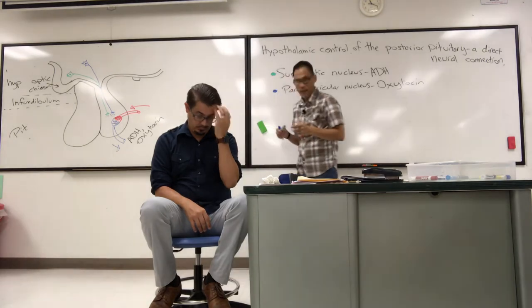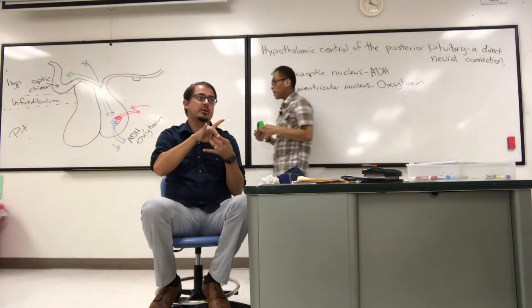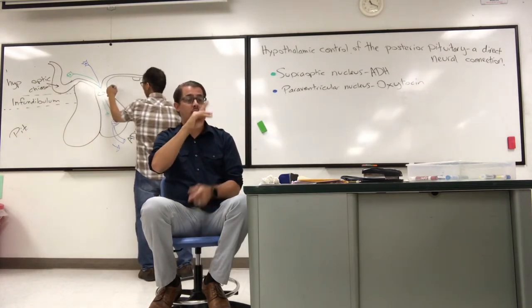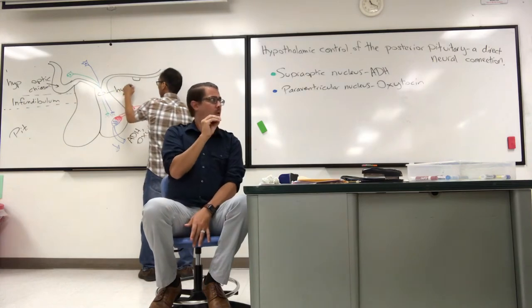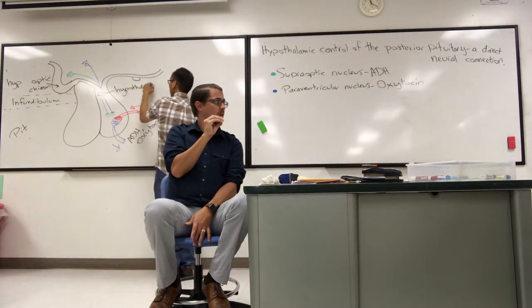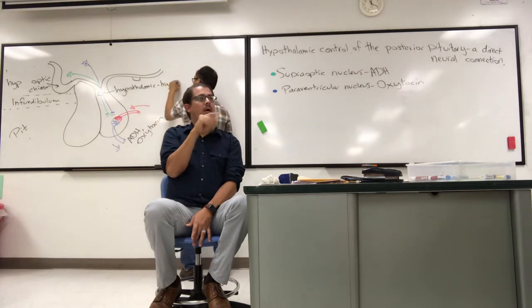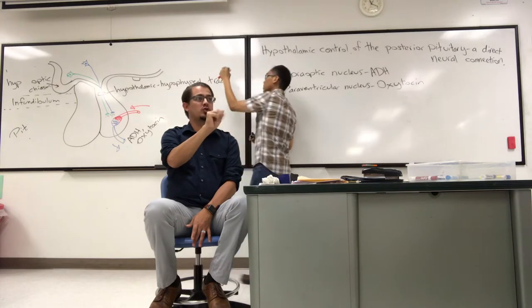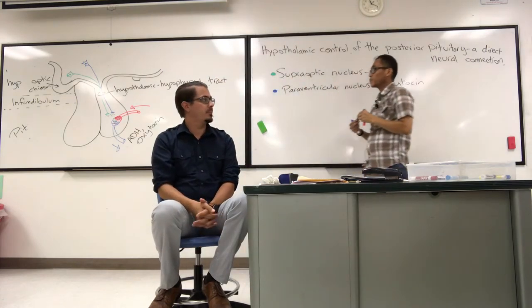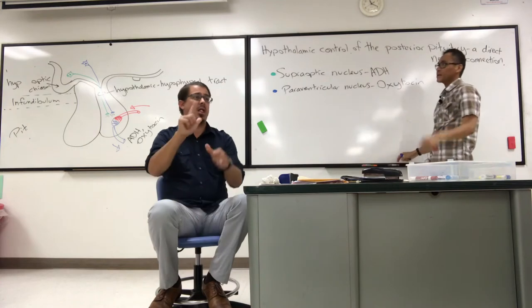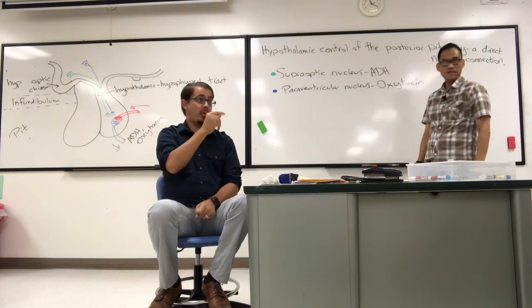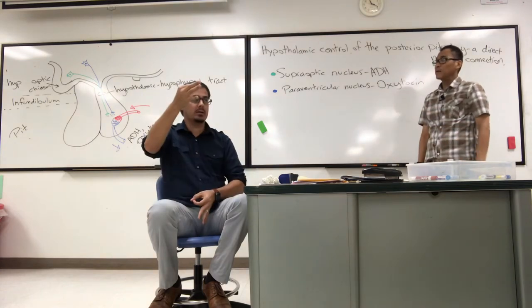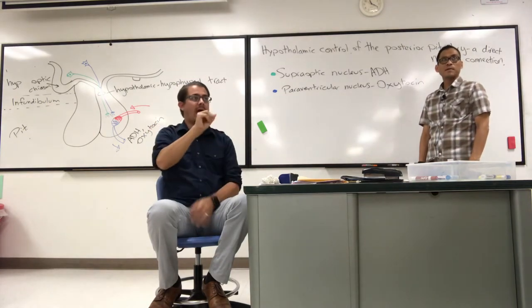So it's a direct neural connection. That tract of axons that goes from hypothalamus down to pituitary, right here, has a name. It's called the hypothalamic-hypophyseal tract. Big long term, but it makes sense, right? Hypothalamus, hypophysis. That tract is a tract of axons. Okay.